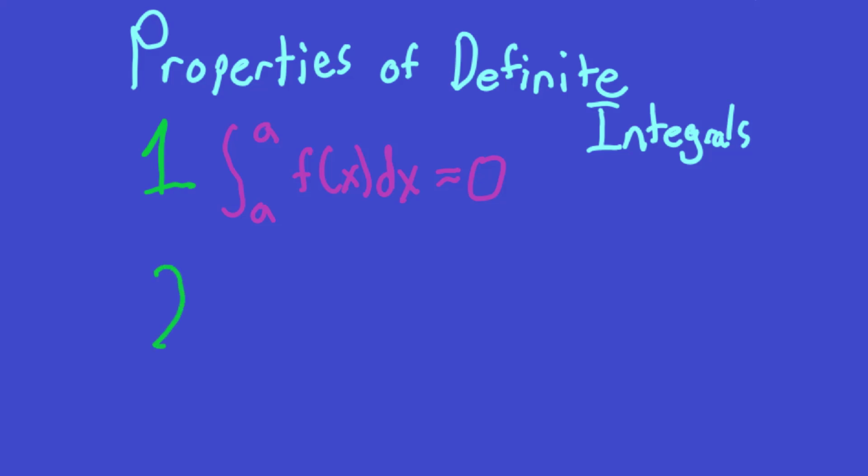The second property is the integral from b to a of f of x dx, which is equal to the negative integral from a to b of f of x dx. Now let's look at an example that brings both of these concepts together.